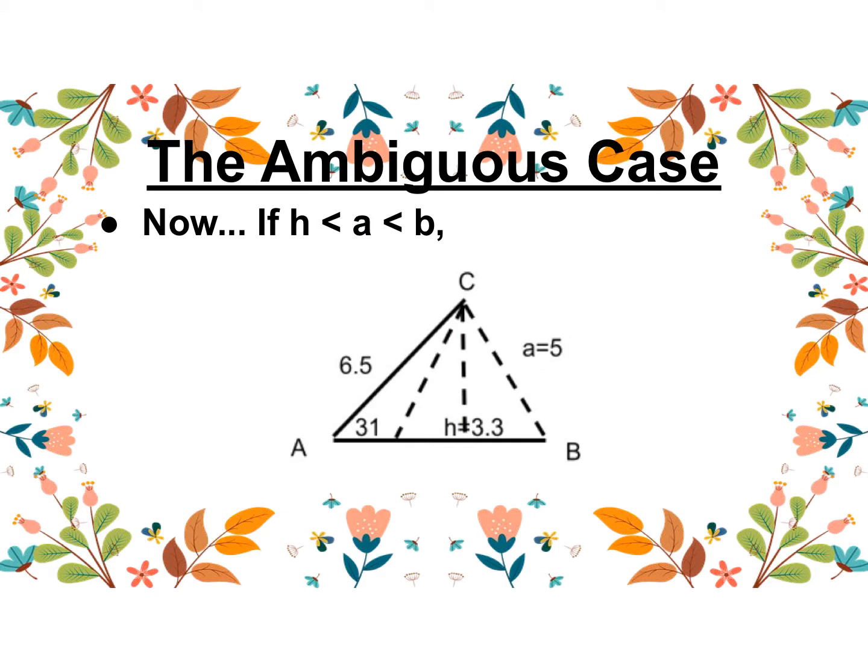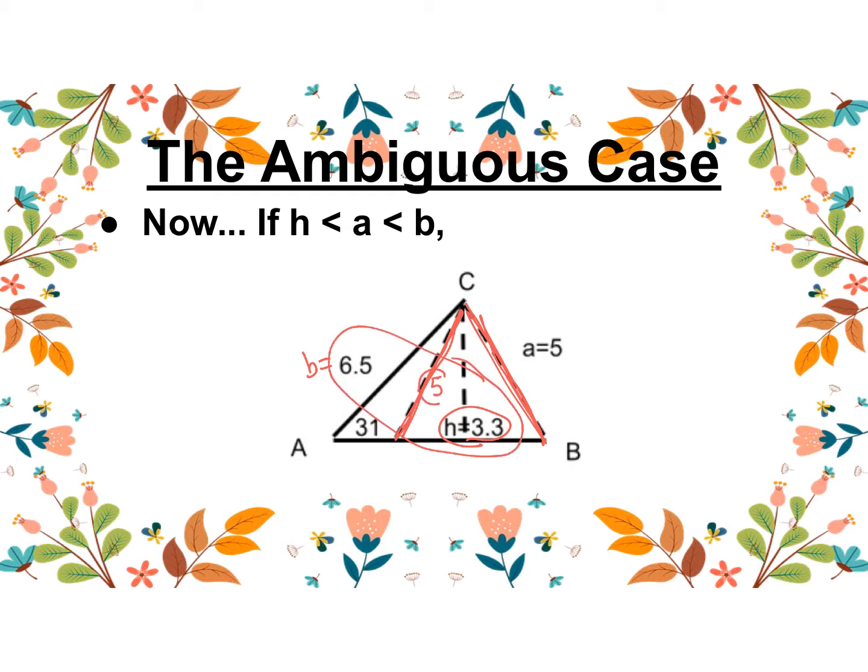Now, the ambiguous case happens when A is in between H and B. So here's my height, 3.3. Here's my B. The problem becomes if A is something like 5. 5 could fit over here because it's bigger than 3.3, but it could also swing and be over this way. So this is a picture I like to use right here.